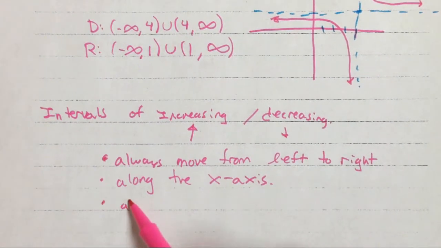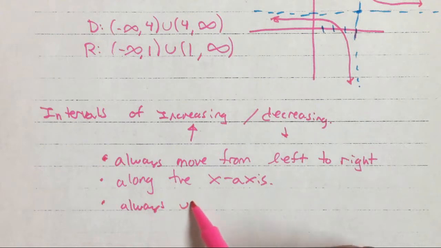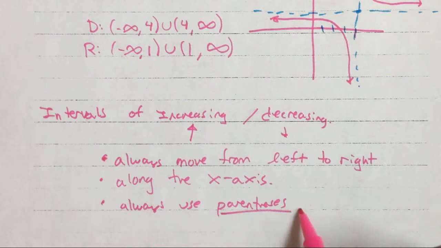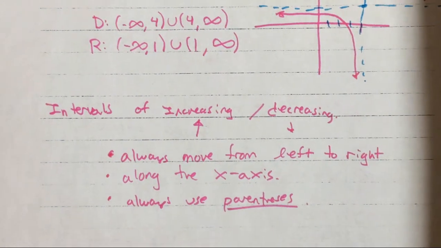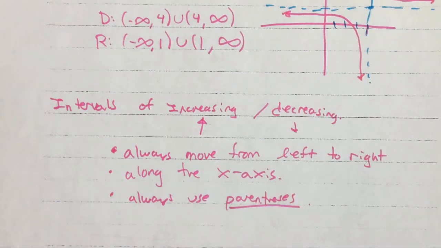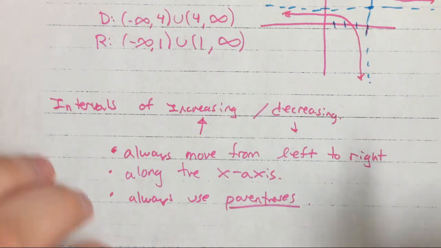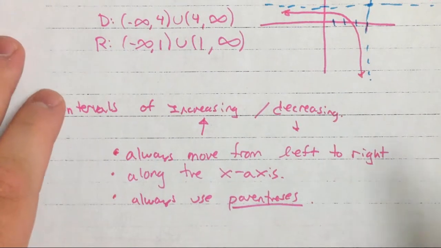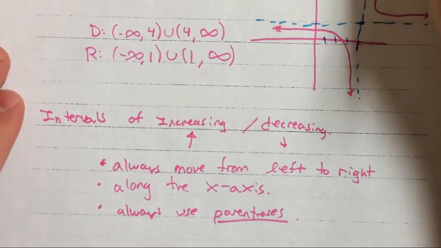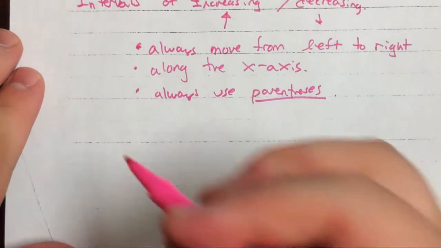And lastly, you want to always use parentheses. Never will you have a bracket in your intervals of increasing and decreasing. The reason is, at a specific point, you can't be increasing or decreasing. Imagine a single frame of a cartoon, nothing's moving. But once you have a range of values, things can move around, increase or decrease. So we can never use a specific point for an interval of increasing and decreasing. So here's what I mean.